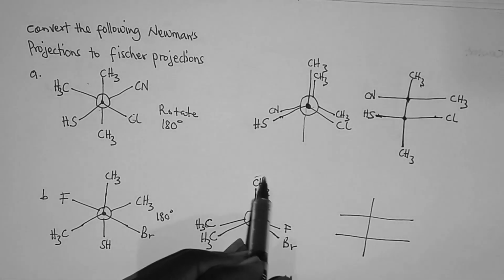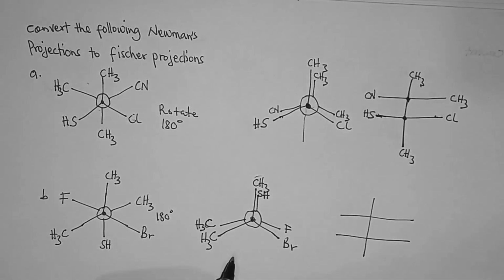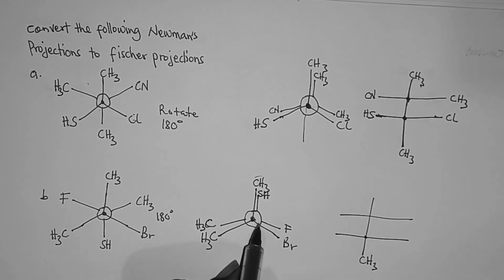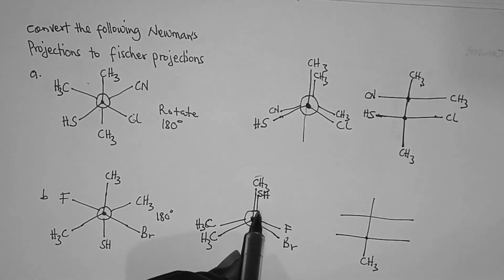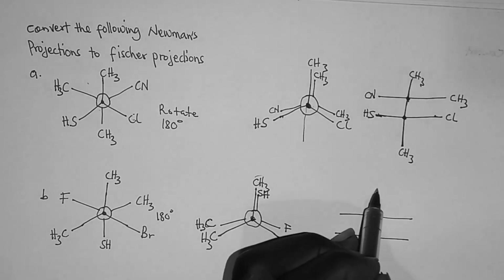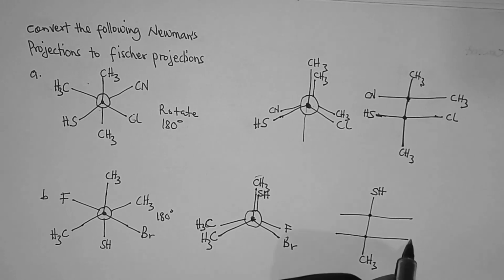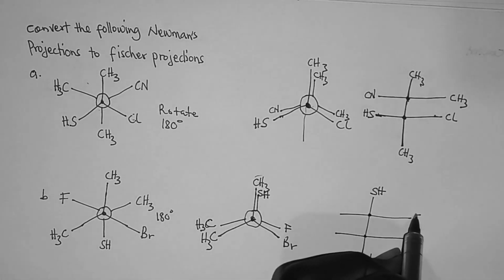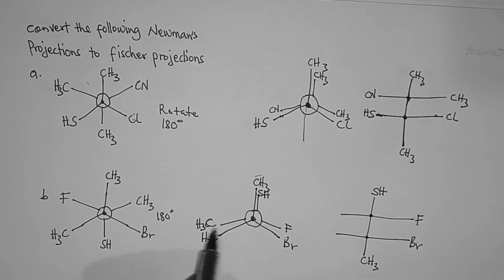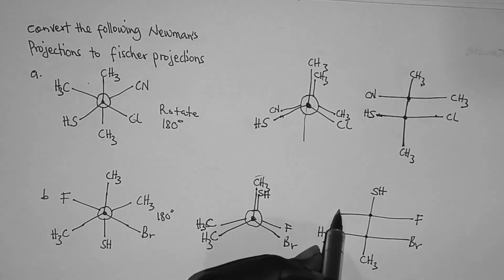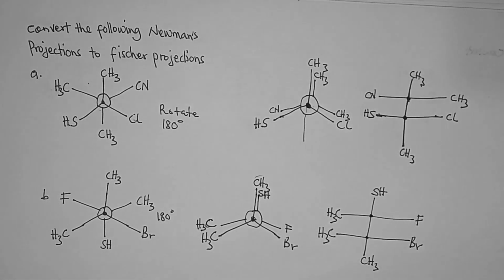So you see that this CH3 is eclipsing this SH. So the carbon in front is bearing a CH3 that is eclipsing a thiol group on the carbon at the back. So this is the carbon at the back. So the thiol is here. And then the group at the right hand side, the bromine, is on the carbon in front. And then the fluorine is on the carbon at the back. And there is a CH3 here, which is on the carbon in front, and there's another CH3 which is on the carbon at the back. So you see that we have been able to convert this molecule to its Fischer form.